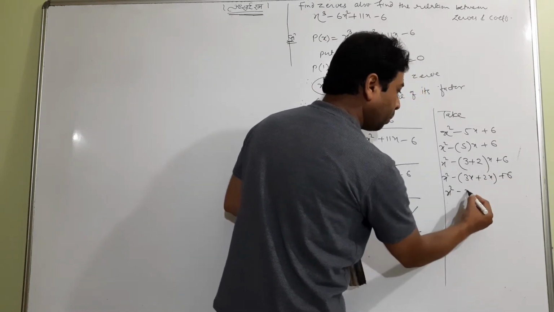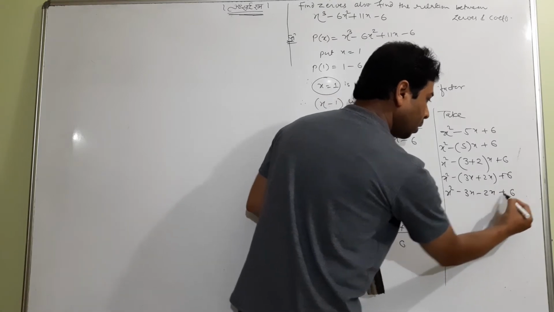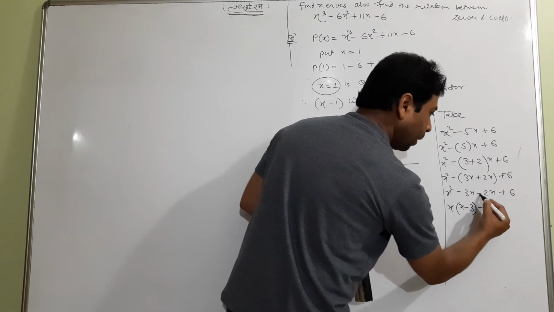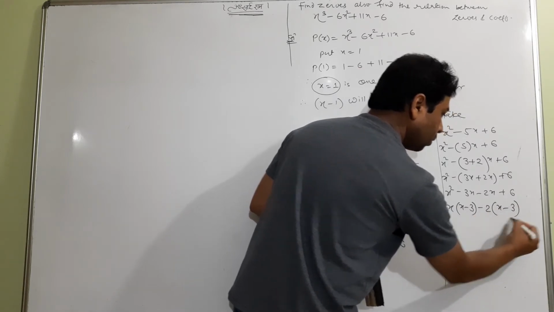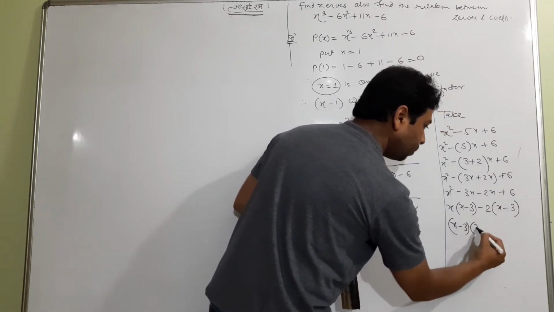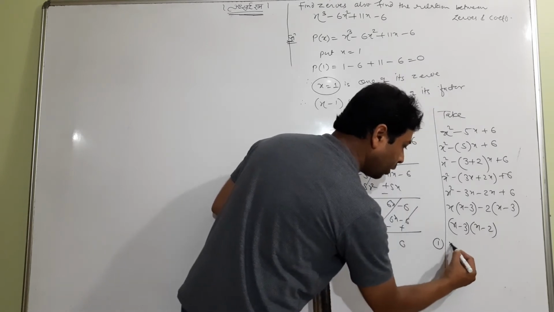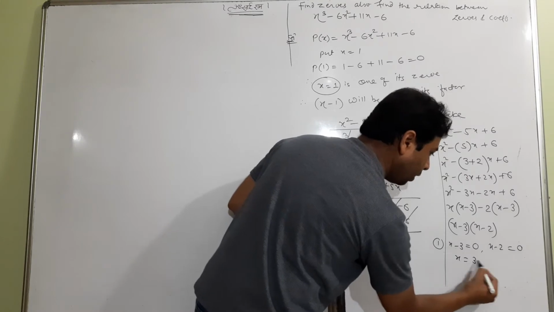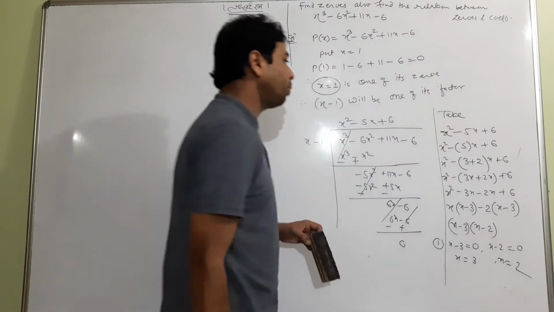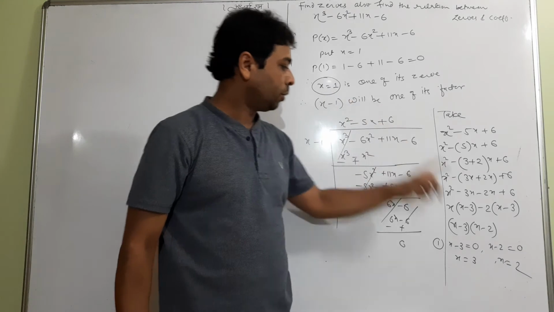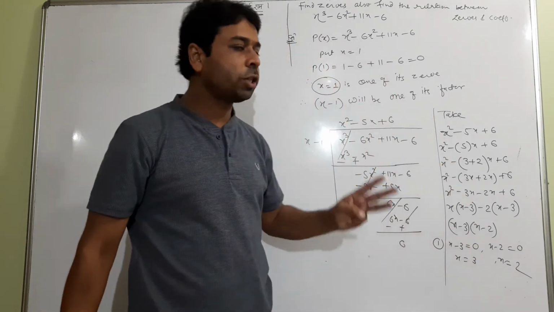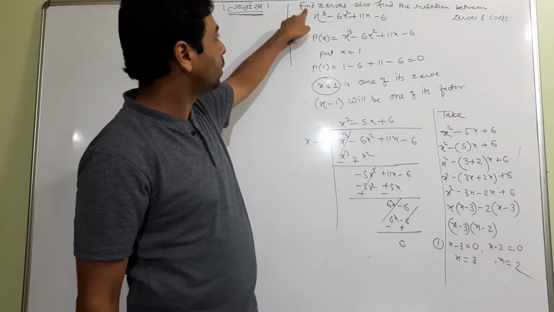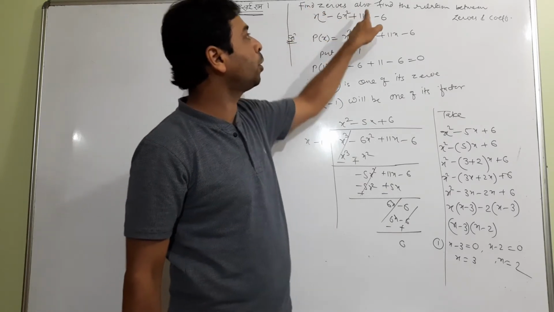I'll make pairs, take out common x, then minus 2 common. So ultimately x minus 3 is common. Now one by one I'll take each factor equal to 0, so I'll have 3 and I'll have 2. So what are the zeros? 1, 2, 3. These are the three zeros of this polynomial. So this is the first part done: find the zeros of the polynomial.